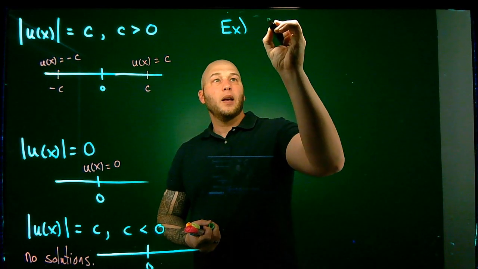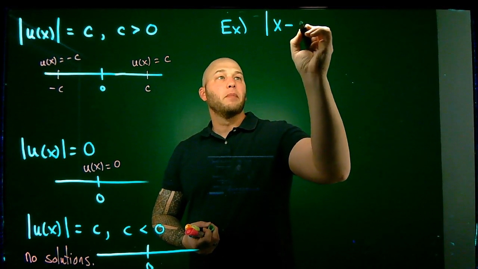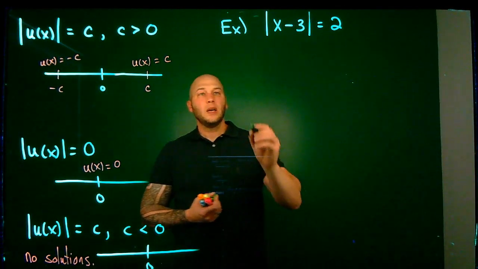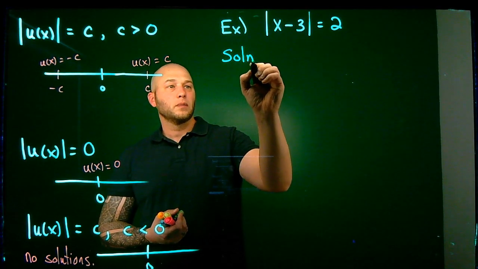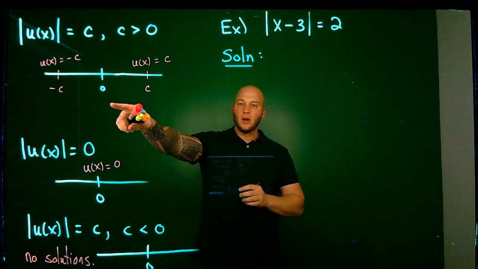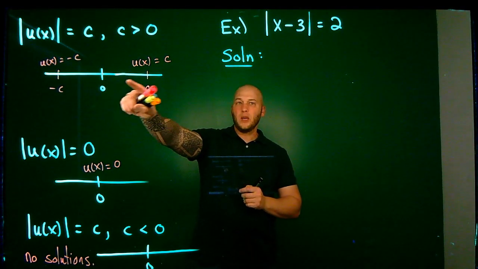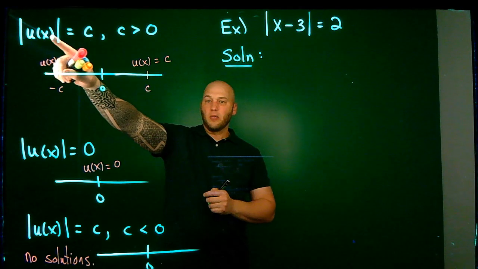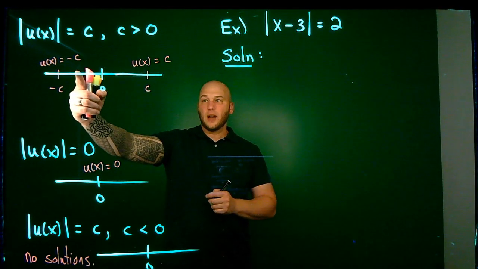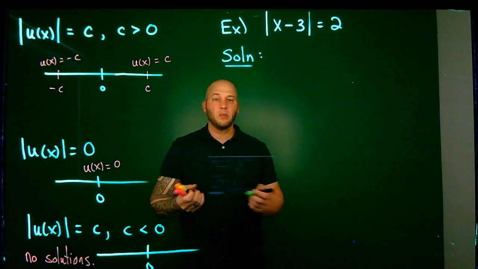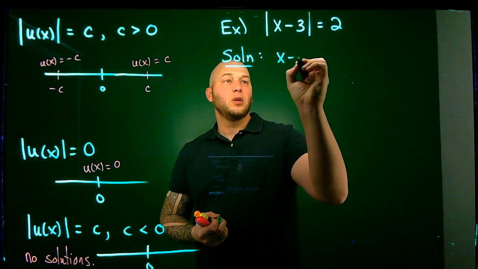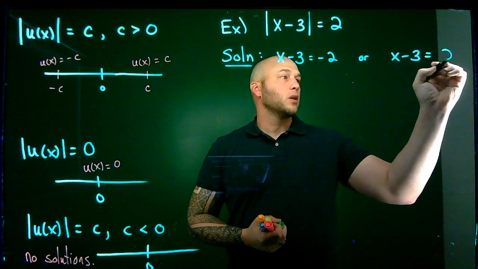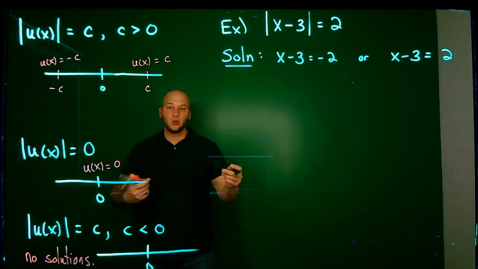First example, let's look at the equation, the absolute value of x minus 3 is equal to 2. Solution. If I look at this chart over here, where it explains how I set up this sort of equation, notice I've got the absolute value of an expression in x is equal to a positive number. That's this scenario right here. This says that there are two possibilities. The value of x minus 3 could be positive 2, or the value of x minus 3 could be negative 2. What I do is I set up two equations: x minus 3 is negative 2, or x minus 3 is positive 2. The value of x minus 3 can be one of those two possible values.